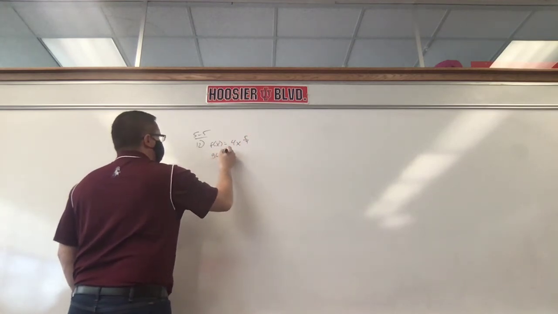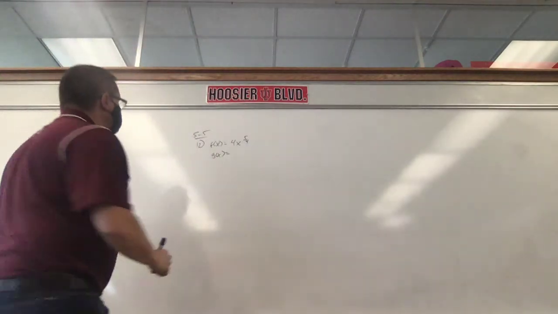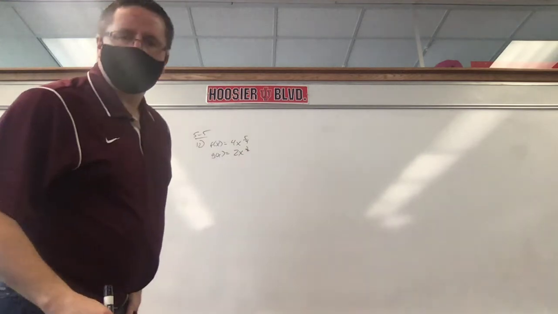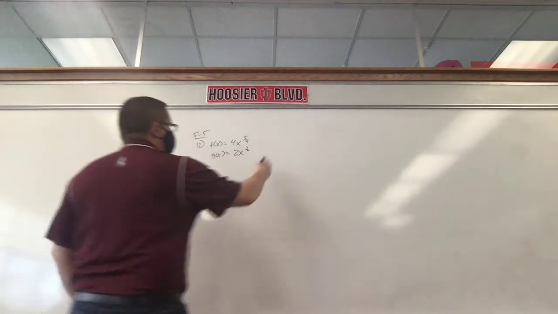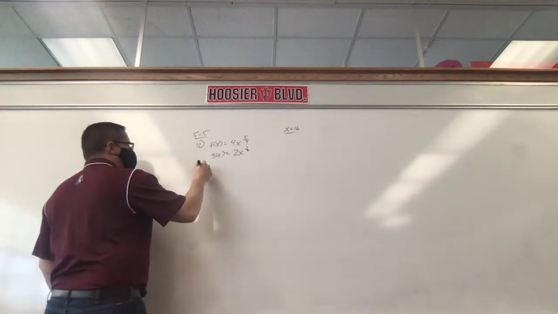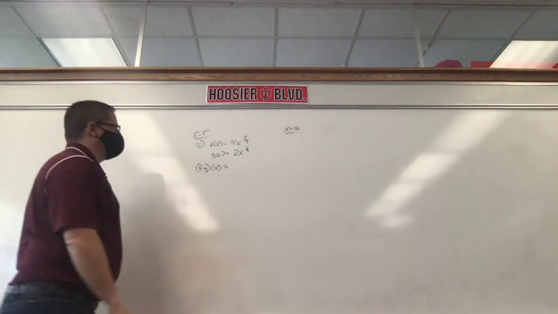g of x is 2x to the 1/2. Okay, they're asking us to multiply them and divide them and then plug in 16 later on. So I'm going to put x equals 16 over here. We're eventually going to plug in x equals 16. So fg of x, so we multiply them.